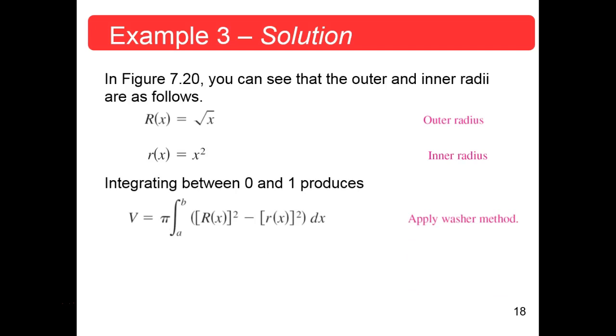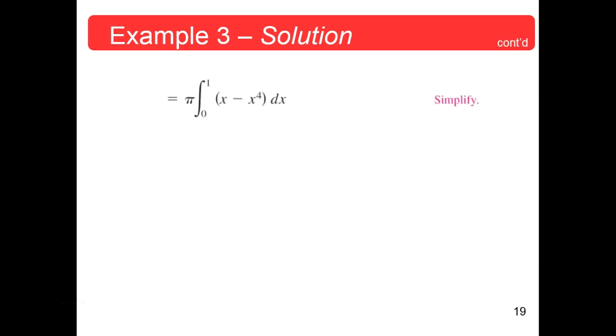Okay, integrating between 0 and 1, your formula being pi times the integral of your outer radius squared minus inner radius squared times dx will be pi times the integral from 0 to 1 of the square root of x squared minus x squared squared, and that gives you pi times the integral from 0 to 1 of x minus x to the fourth, just like y'all got.